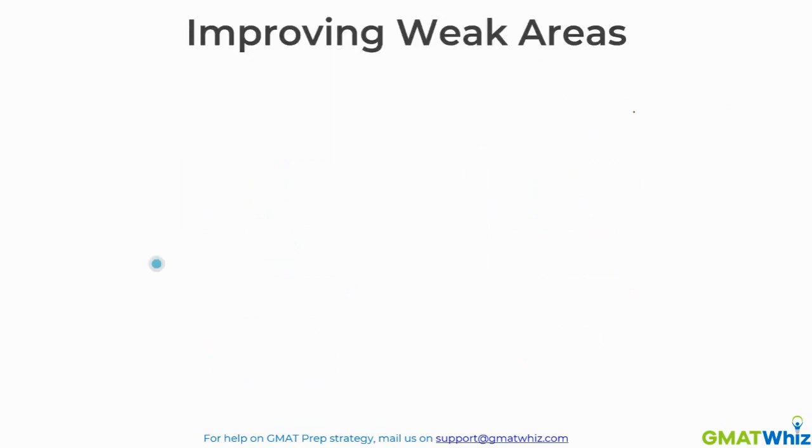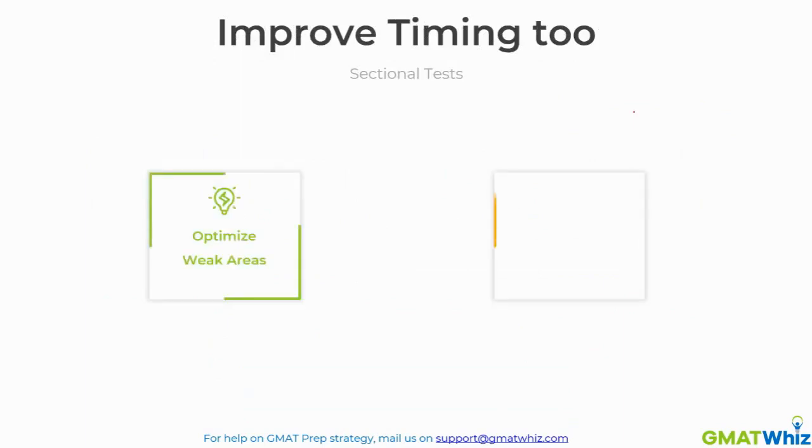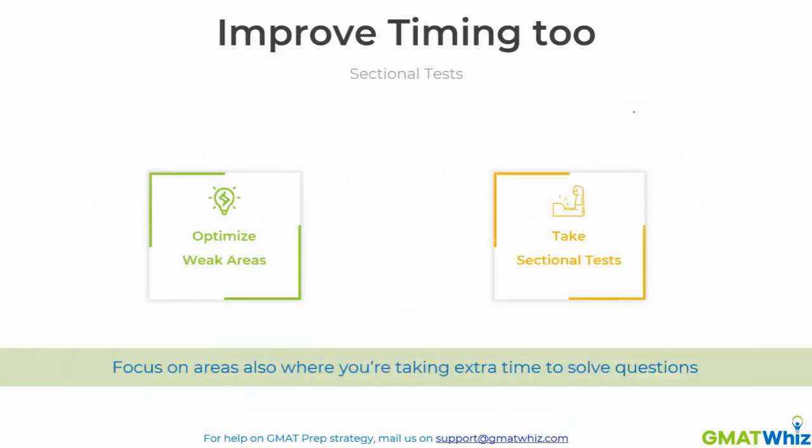Then, how to improve your weak areas? I already told you this. Now, how to improve your timing? After improving your weak areas, you should focus on areas in which you are taking extra time to solve questions. I've just covered that you should gradually reduce it by 10 or 15 seconds, be comfortable with that timeline, then reduce it by 10 to 15 seconds further.